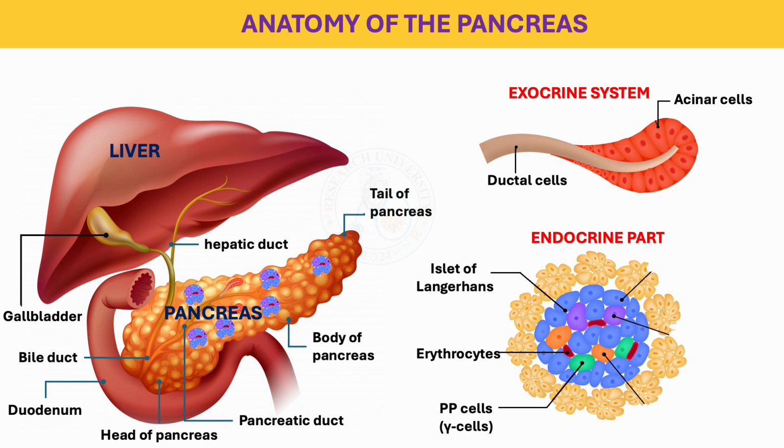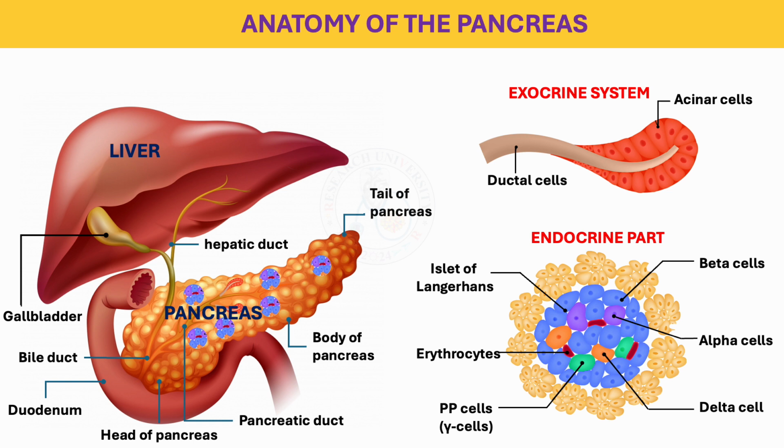Alpha cells secrete glucagon, which is a hormone that works to increase blood sugar levels by triggering the release of stored glucose from the liver. Another one is the beta cells. Beta cells produce insulin, which is the hormone crucial for lowering blood sugar levels by facilitating the uptake of glucose from the bloodstream into the cells where it can be utilized for energy production.